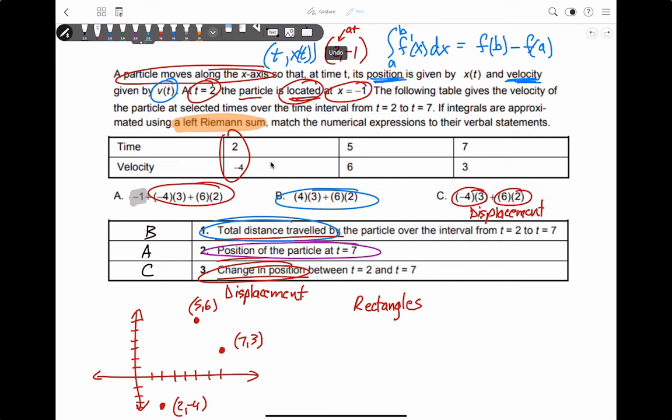All right, so let's go to the first one. It says using Riemann sums, so we're going to have 2 Riemann sums, basically a jump between 2 and 5, and then a jump between 5 and 7. So let's draw 2 rectangles, 1, 2, because we're going to have 2 base times heights.